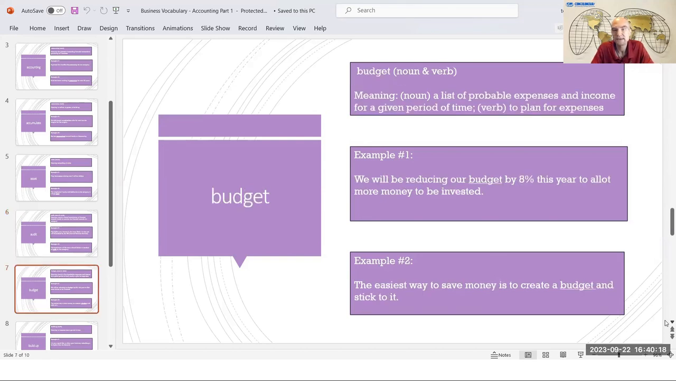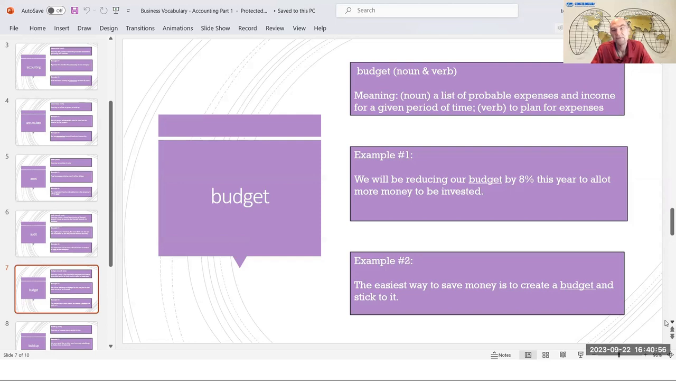Next word is budget. Budget, like audit, can be used as a noun. It can also be used as a verb. When it is used as a noun, it's a list of probable expenses and things received for a given period of time.